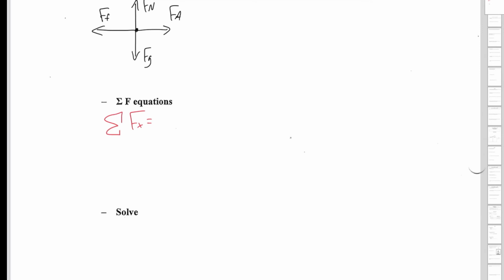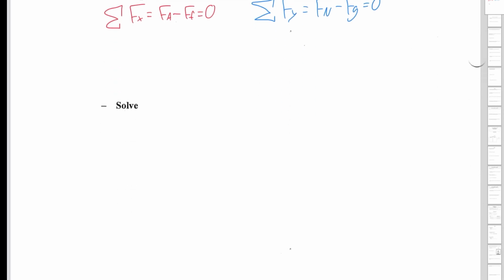So we get that our Fx is going to be equal to the applied force in the positive direction minus the frictional force, because it's negative. And these are going to be equal to 0 because we want to maintain this constant velocity. So now we can write out our sum of forces equation in the y direction. So we got the normal force pointing up minus the gravitational force pointing down equal to 0. And those are our two sum of forces equations. So now let's solve each of them.